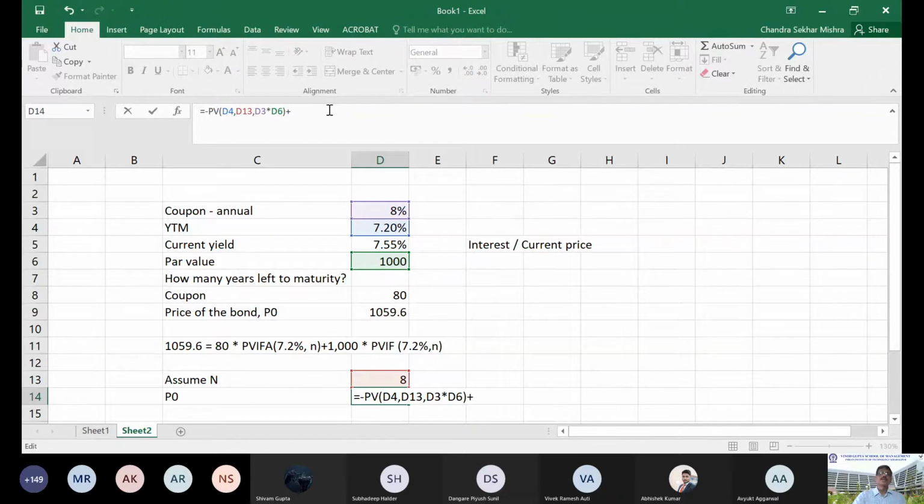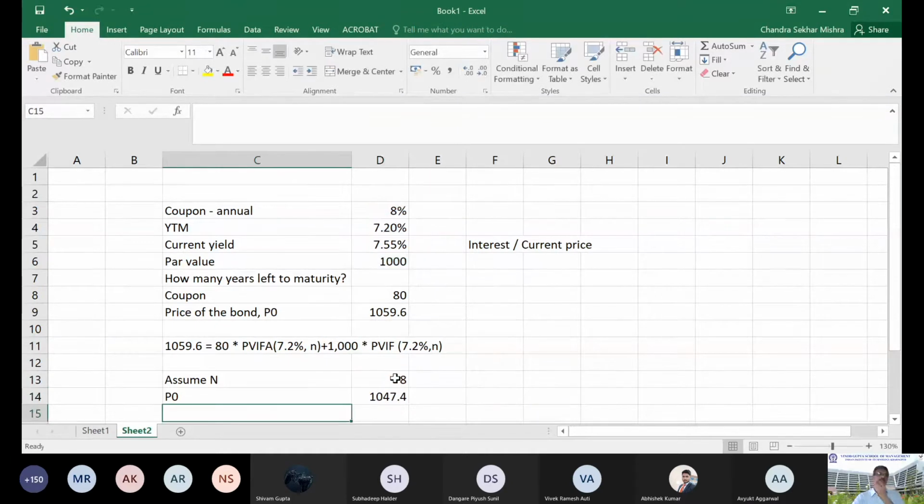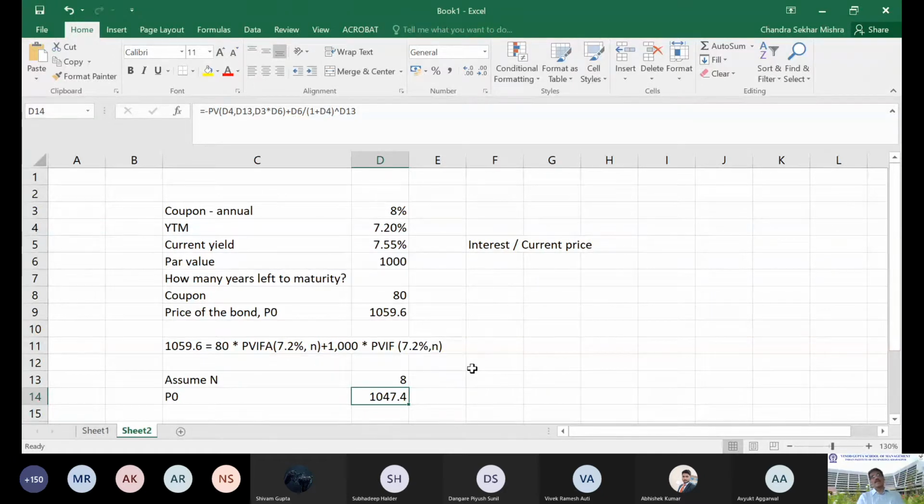Then plus how much I get at the end of the 8th year: 1000 divided by 1 plus the rate, discounted how many times? Please tell me. At what rate? 7.20% rate, discounted 8 times. So that gives me how much value? 1047.40, right? Okay. Now if N is 8 years, that's the value.